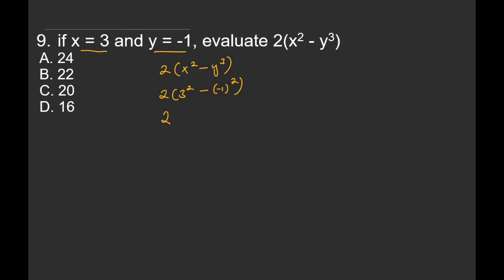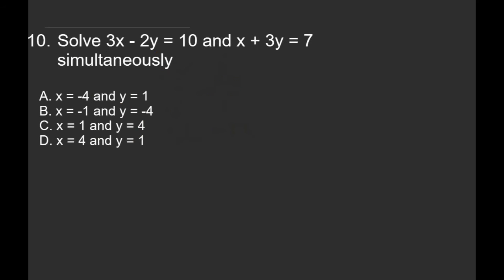Now this is still equal to 2 into x squared, which is 9. Now minus 1 cubed is minus 1, so we have 2 times 9 minus 1, which is 8. And this will give you 16 at the end of the day.